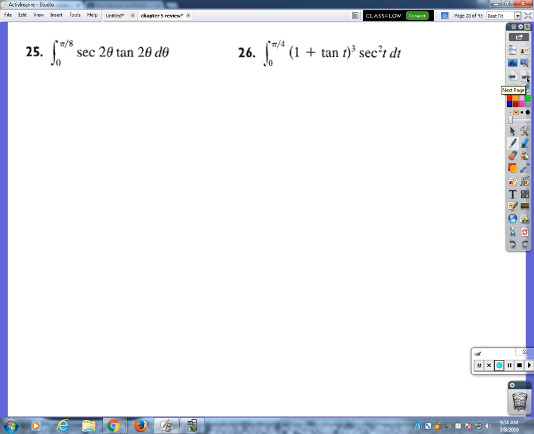What do we got here? All right, so let's talk about the thought process we would use to figure this out. You might say I'm going to let u equal secant. But what's the derivative of secant? If I use this as u, then I don't have a secant tangent, so I can't do that. How about if I let u equal tangent? What's the derivative of tangent? I don't have a secant squared, so the only option that's left is for u to equal 2 theta.